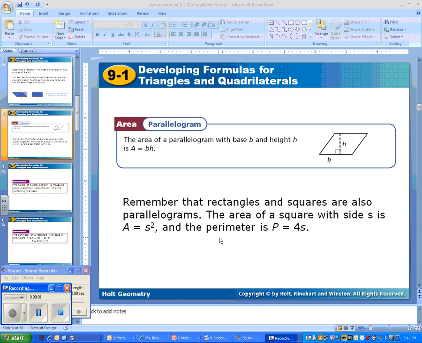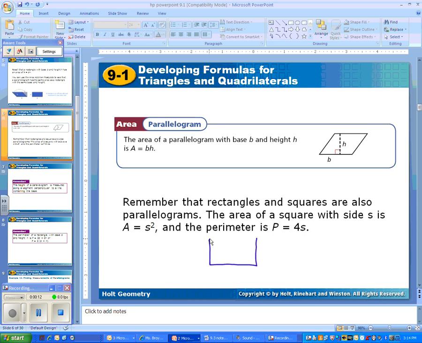Okay, in 9-1, we're talking about area and perimeter of different shapes. And the first shape we're going to talk about are parallelograms. The most common parallelogram you know about is the rectangle, and you know it's just base times height.